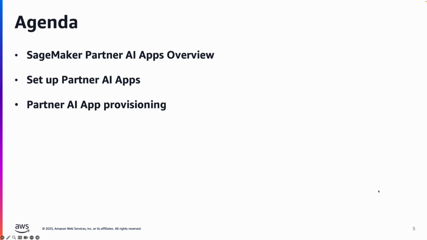This is the brief agenda of what we'll be walking through today. First, we'll go over briefly what SageMaker Partner AI Apps are. Next, we'll go through some of the prerequisites for setting up the Partner AI apps, the permissions you'll require, and the configuration. And then we'll do a brief walkthrough on how to actually provision these applications through the AWS console.